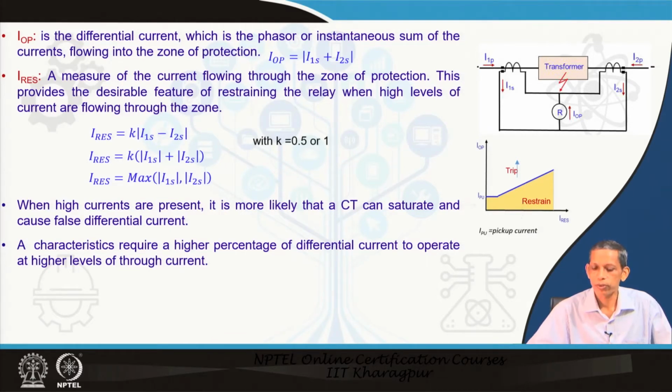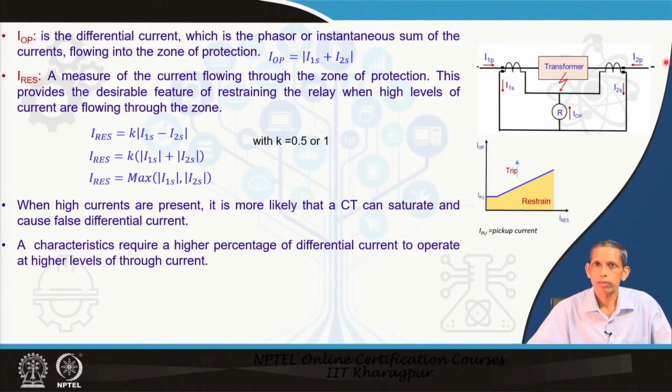Whatever current flows into it, with that consideration the operating current or the differential current is I 1s plus I 2s, which we have already discussed, and this principle will follow in our approach. The I restraining current in this percentage bias relay characteristics is the measure of the current flowing through the zone of protection.